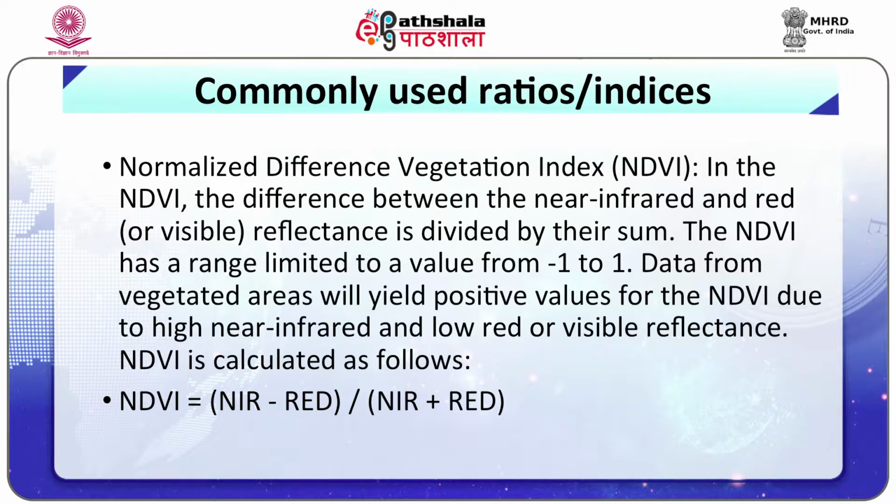Normalized difference vegetation index, also called NDVI. In NDVI, the difference between the near infrared and red or visible reflectance is divided by their sum. The NDVI has a range limited to a value from -1 to 1. Data from vegetated areas will yield positive values from the NDVI due to high near infrared and low red or visible reflectance. NDVI is calculated as follows: NDVI is equal to NIR minus red upon NIR plus red.